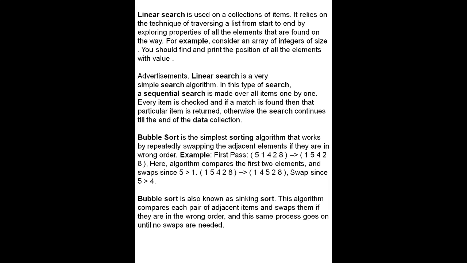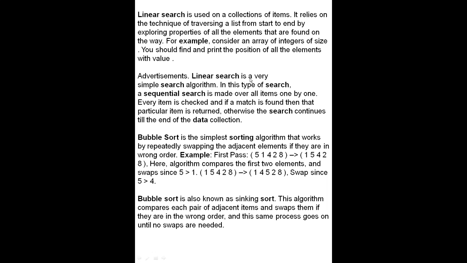First I will explain linear search. Linear search is used on a collection of items. It relies on the technique of traversing a list from start to end by exploring properties of all the elements that are found on the way. For example, consider an array of integers of a given size. You should find and print the position of all the elements with a given value.